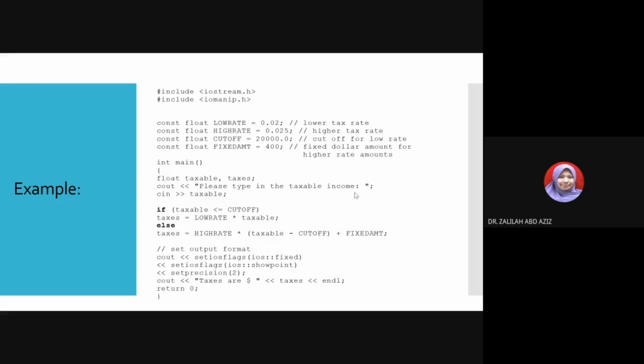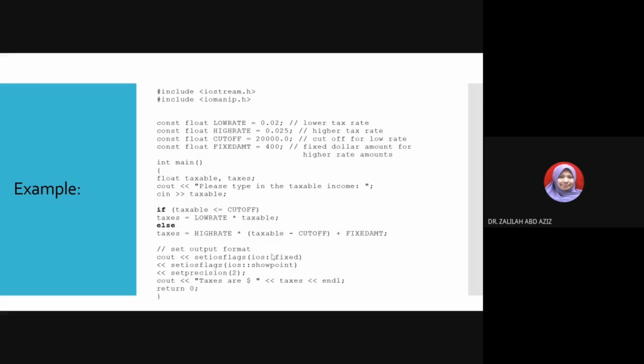Please type in the taxable income. So we will key in any value here. So if the taxable is less than cut off, 20,000, so the taxes, if this is true, the low rate 0.02 will multiply the taxable that you key in. Else if it is greater than the cutoff, then the taxes is equal to high rate 0.025 multiplied by taxable minus cut off plus fixed amount.